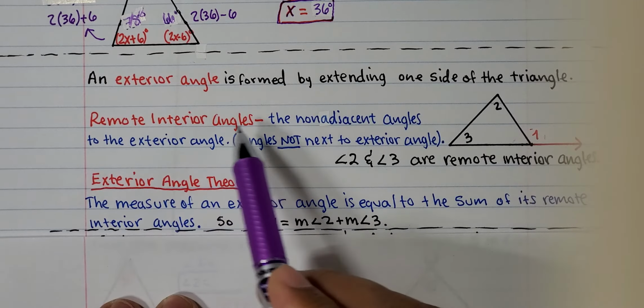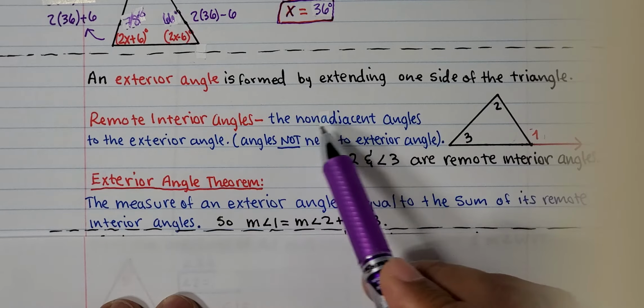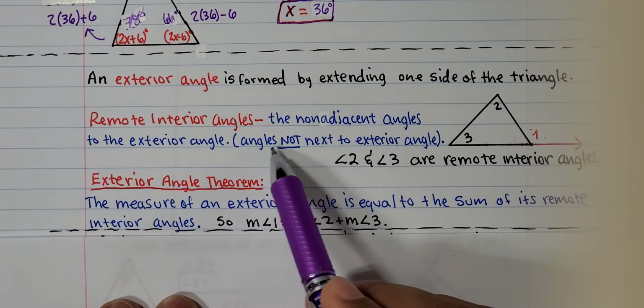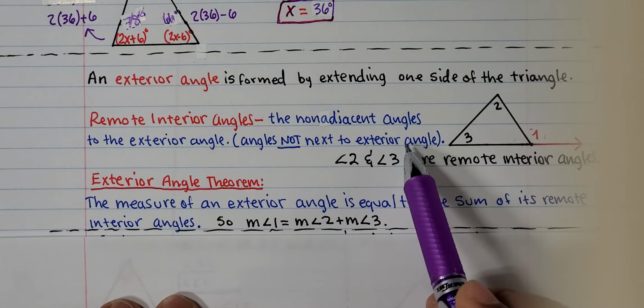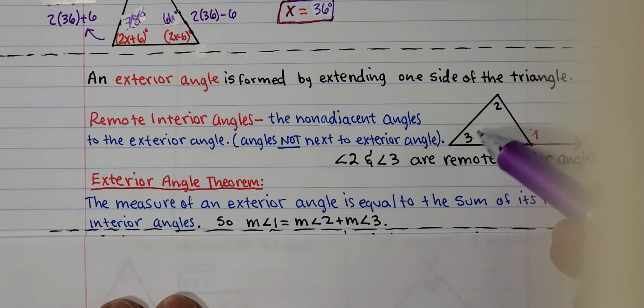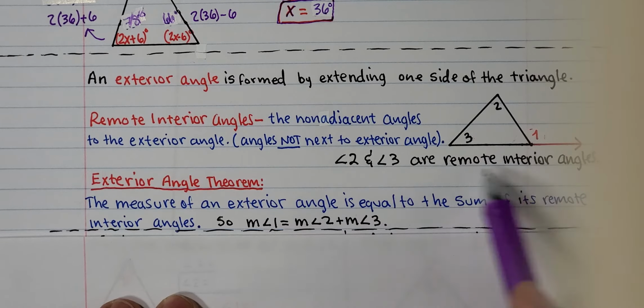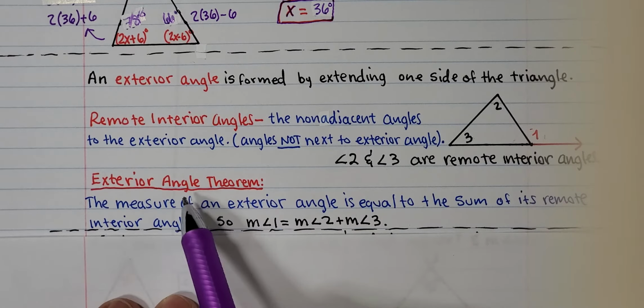So remote interior angles are the non-adjacent angles to the exterior angle, and that means angles not next to the exterior angle, in this case 2 and 3. Notice that 2 and 3 are not next to angle 1. So these are called remote interior angles. That's what I'm saying here: 2 and 3 are remote interior angles. And this is what we are going to learn today.